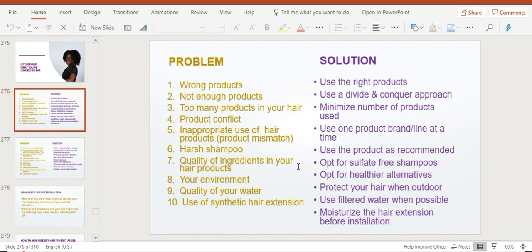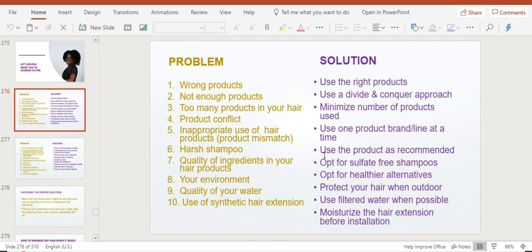And then the fifth reason, inappropriate use of hair product, or product mismatch. That's when you use your conditioner as shampoo, or deep conditioner as a leave-in conditioner. So I recommended using the product as recommended. If it's a shampoo and you're supposed to wash it out, then do it as directed.